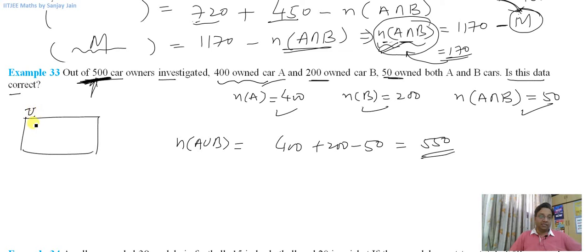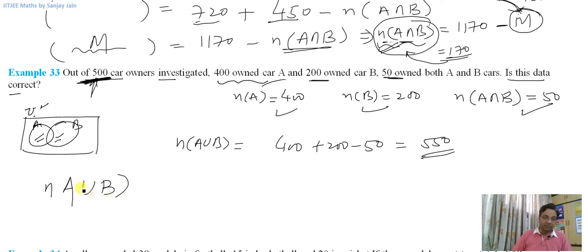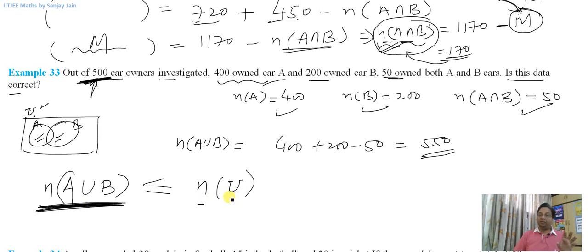See, this is the universal set, right? And this is my A union B, right? So the number of elements in A union B has to be less than or equal to the number of elements in the universal set. So mathematically, the number of elements in A union B can be at most the number of elements in the universal set, but it cannot go beyond that.